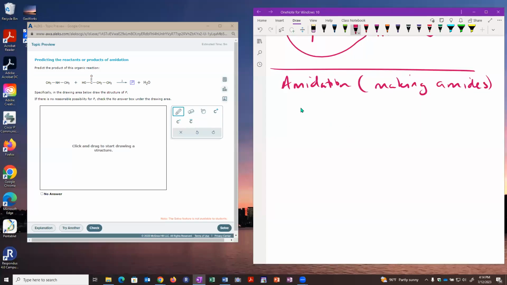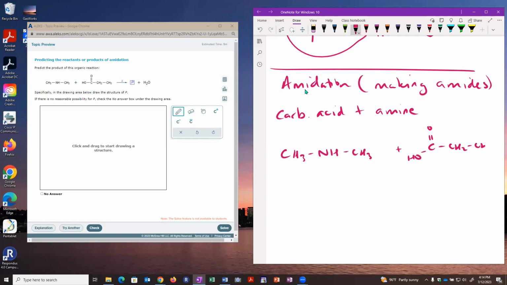All right, and now we're going to take a look at amidation reactions. These are very similar to esterification. Esterification is just making an ester. Amidation means making amides. Typically, to make an amide, we need a carboxylic acid reacting with an amine. Those are the two most common ingredients to make an amide. So I have here my amine written out: CH3, NH, CH3, reacting with my carboxylic acid, C double bond O, OH, connected to a CH2, CH3.